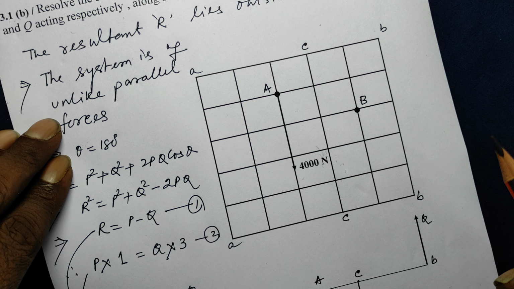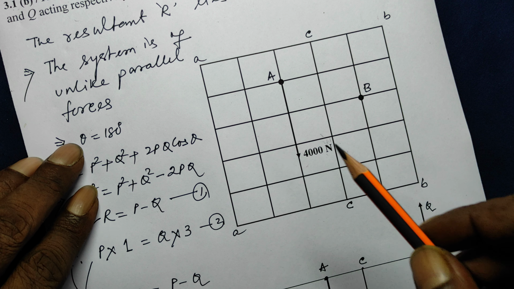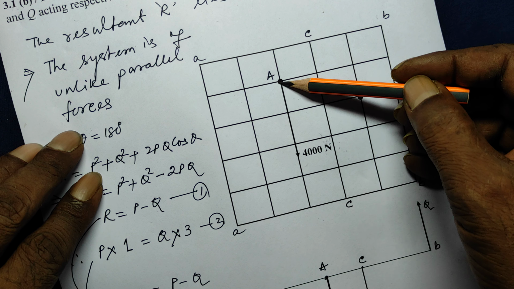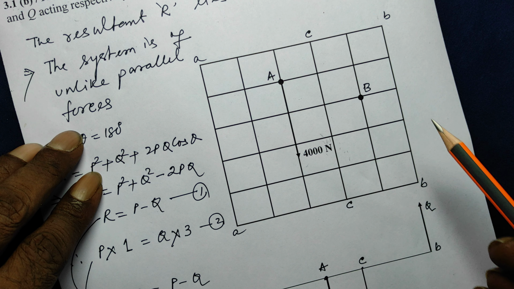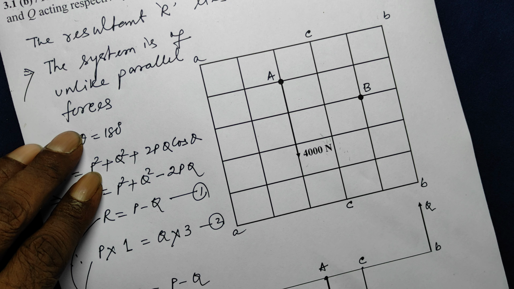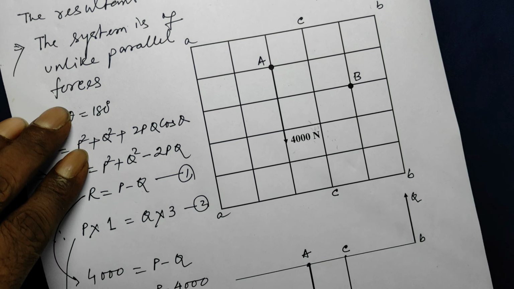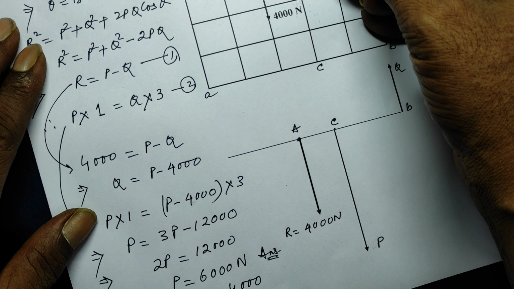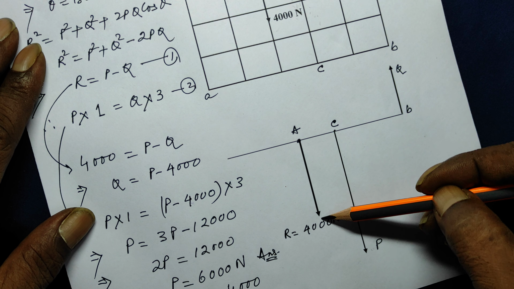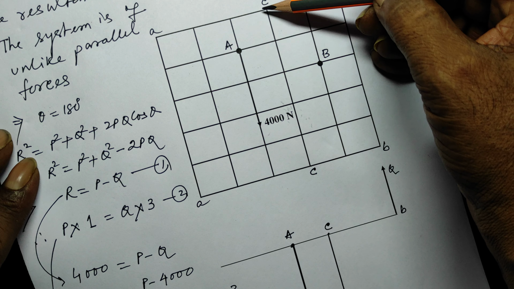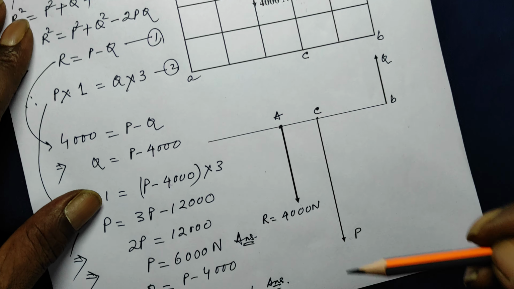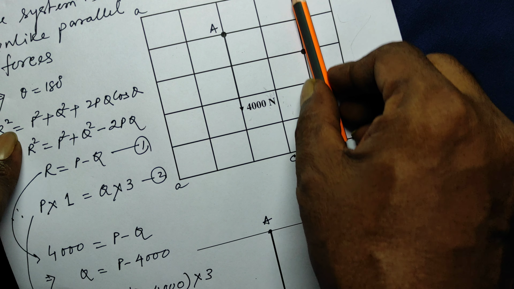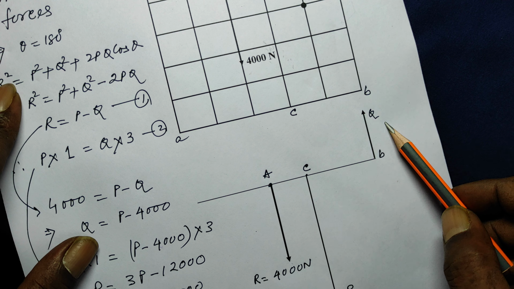So what is the conclusion? The system is unlike parallel forces because the resultant R is lying outside P and Q, as can be visible from the diagram just given below. So this point is the same thing as A. 4000 Newton is acting to this side. Along CC, we have to take the force P, and along BB to this direction, I have to take the force Q.